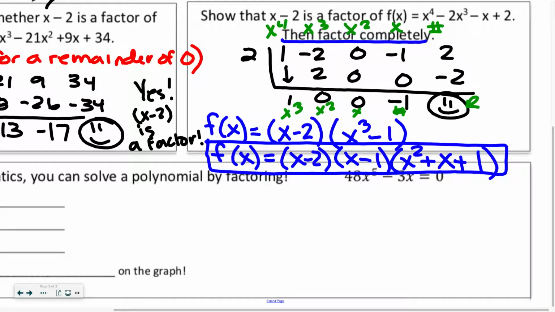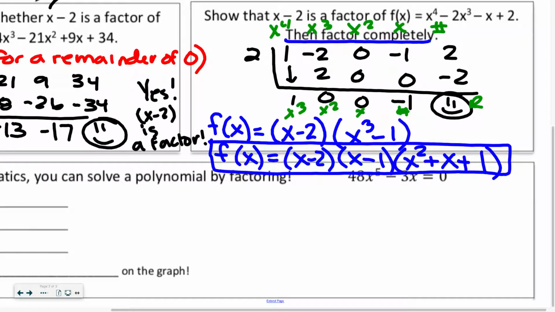I'll say probably the most common thing that people end up losing points for on a quiz or a test when I ask this kind of question, show that something is a factor, then factor completely, is they do the division, they show it's a factor, and then they only use the quotient and they factor the quotient. So their answer may just be x minus 1 times x squared plus x plus 1, but they forget to put back the factor that they checked. So remember, to really be f of x, which was a quartic polynomial, you have to have the x minus 2 factor in there as well. So don't forget to put back the one you checked.